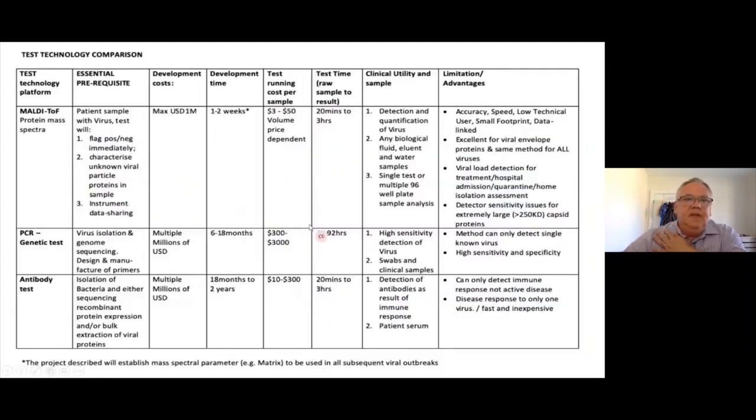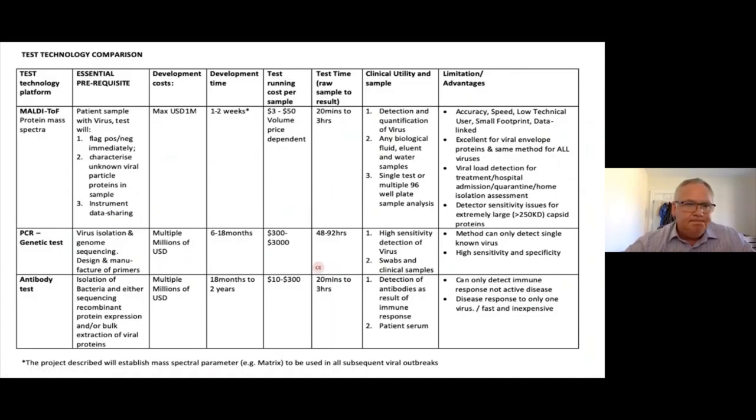Now, what I've done is given a little bit of comparison of PCR technology, antibody technology with a MALDI-ToF protein mass spectrometry approach, which could be an LCMS system. But the features are that the PCR is highly sensitive detection for virus. Trouble is, development is several millions of dollars, takes 6 to 18 months, maybe quicker. The costs per test per sample could be quite high, and the time, you know, we're still talking about 48 hours on average.